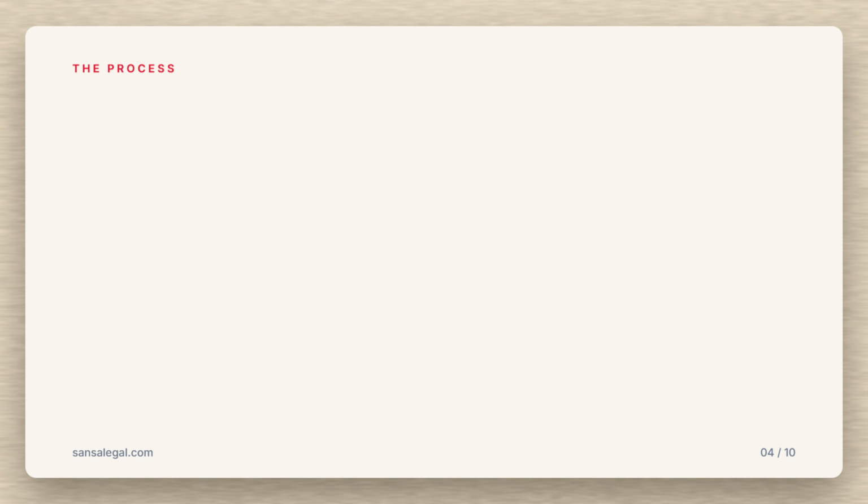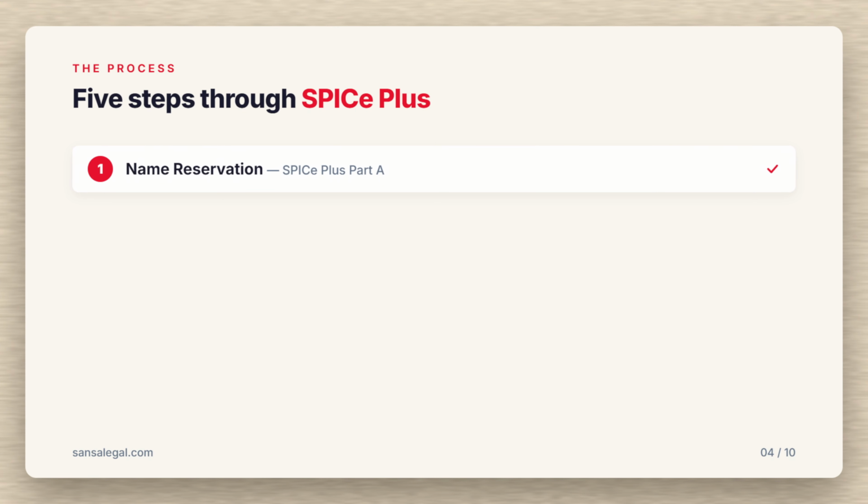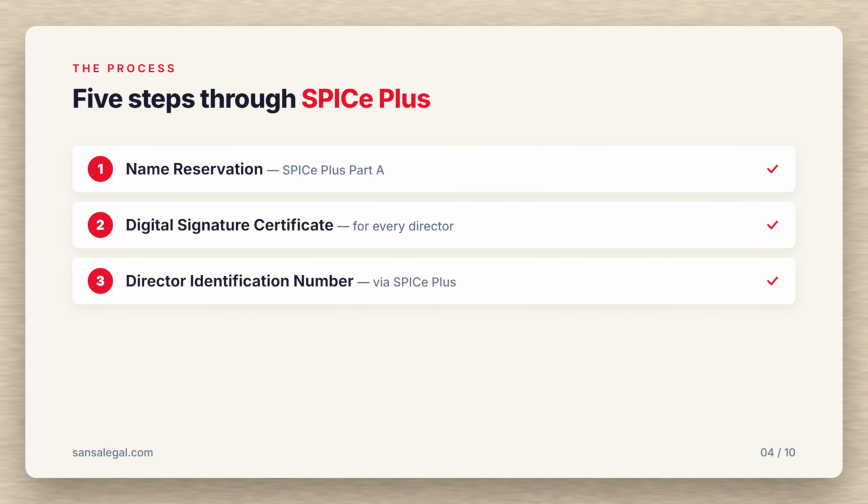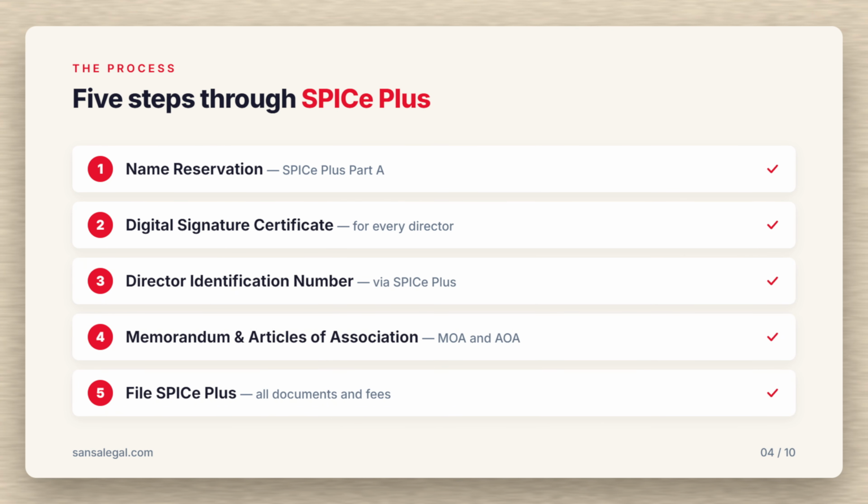Step 1. Reserve your company name through Spice Plus Part A after checking availability on the MCA portal and following the naming rules under the Companies Act 2013. Step 2. Obtain a digital signature certificate for every proposed director. It is mandatory for signing electronic filings. Step 3. Obtain director identification numbers through the Spice Plus application itself.